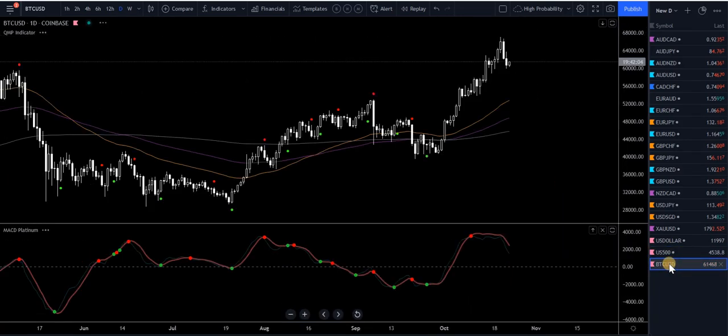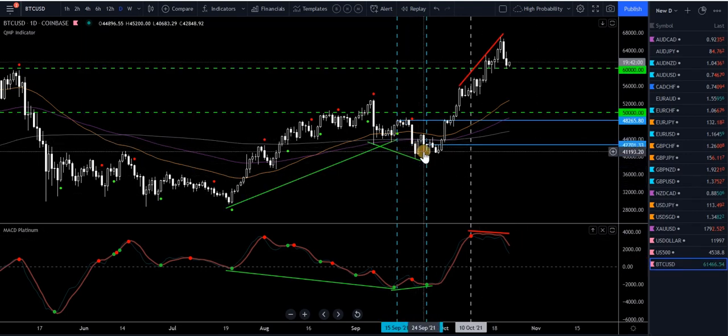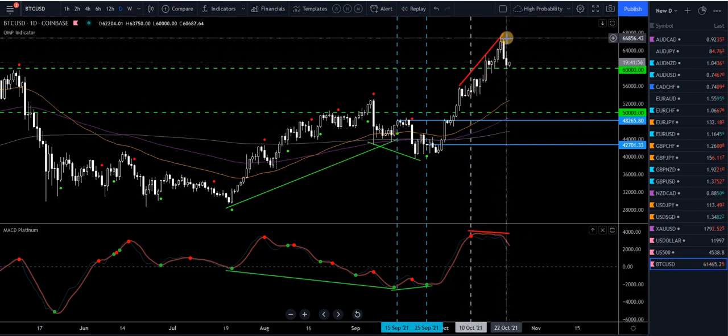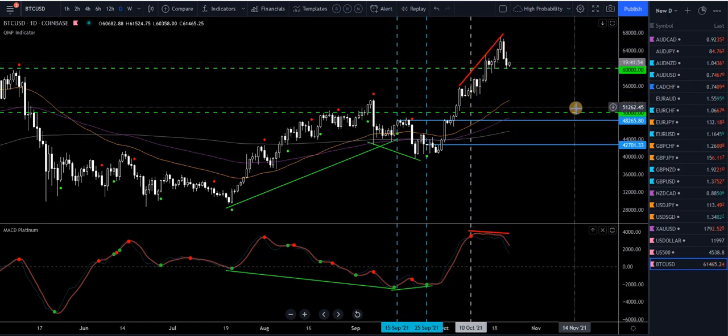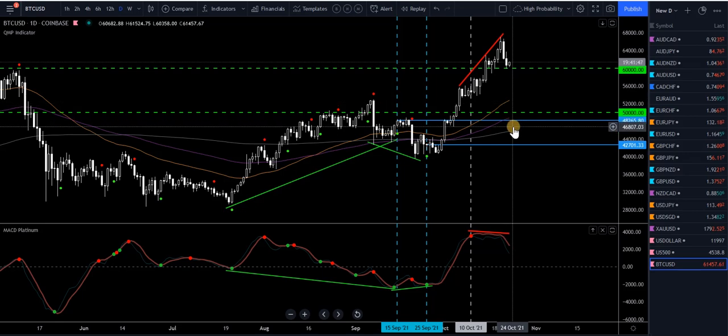Bitcoin, BTC, USD. We had a couple of buys, one here, and it's gone up nicely. In the meantime, price has gone up. This is a 60,000 level. That's a 50,000 level. Gone up. And we've got divergence there. Looks like it's having a bit of a rest, a bit of a pullback. So that's it for the charts, guys.